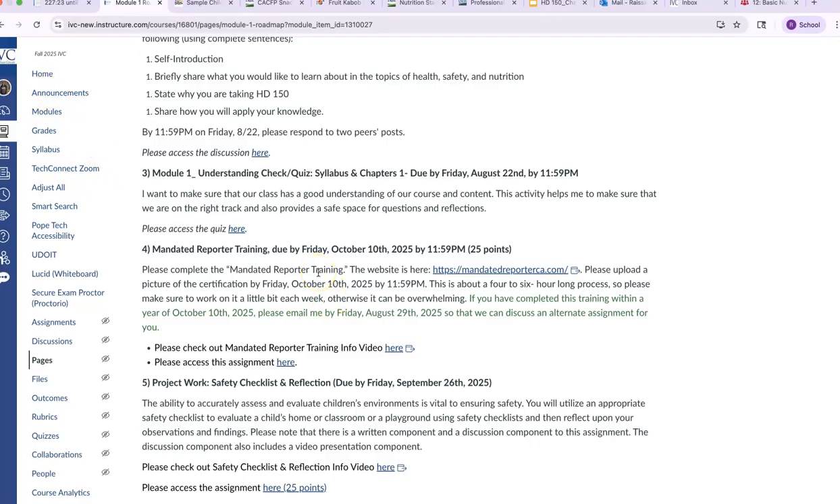If the assignment is due on October 10th and I see that you have a mandated reporter certificate that says December 20th, 2024, you're going to get a 0 for the assignment. If you give me a certificate that says July 3rd, 2025, you will get a 0 for this assignment, because I'm responsible for making sure you do a certain amount of hours of work. If you've done this outside of the class, you need to do something else to make up those course hours. This is really, really important.